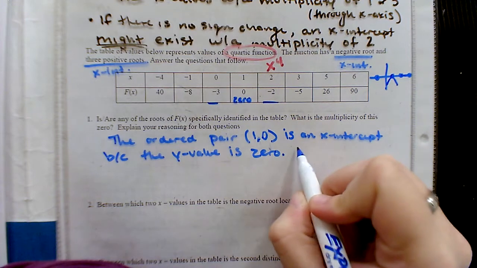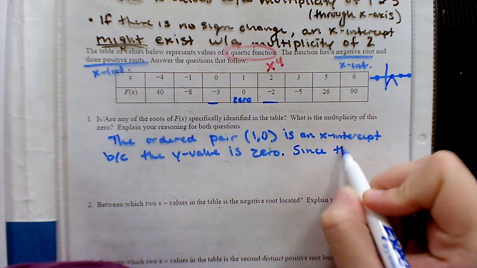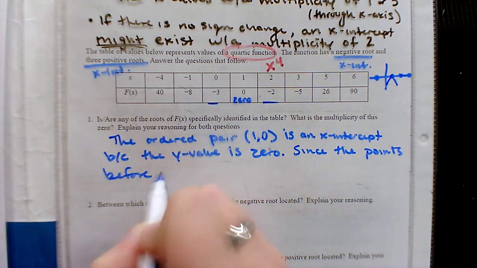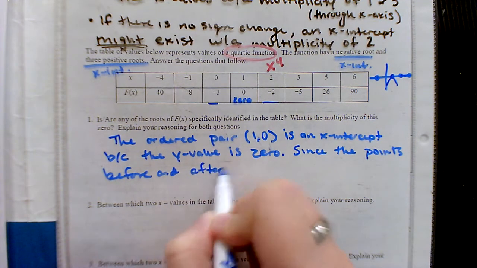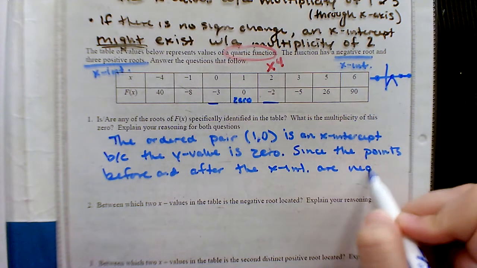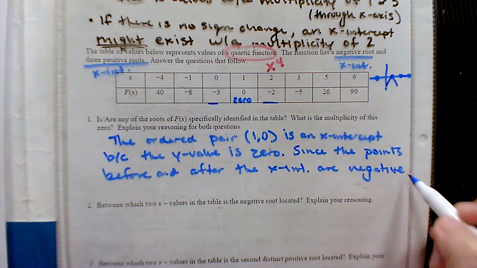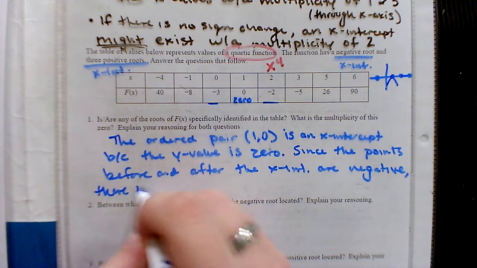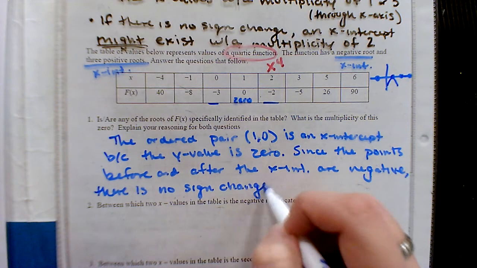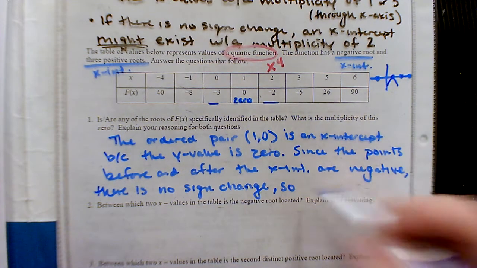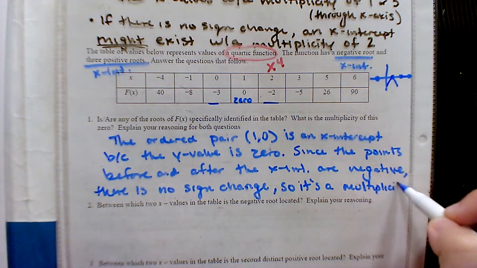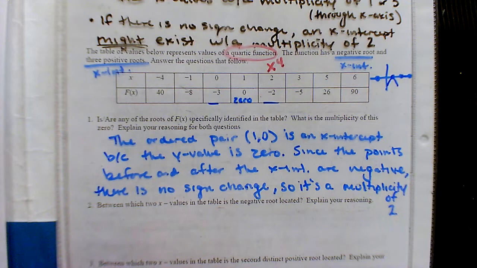Let's go ahead and say, since the points before and after the x-intercept are negative, there is no sign change. So it's a multiplicity of 2.